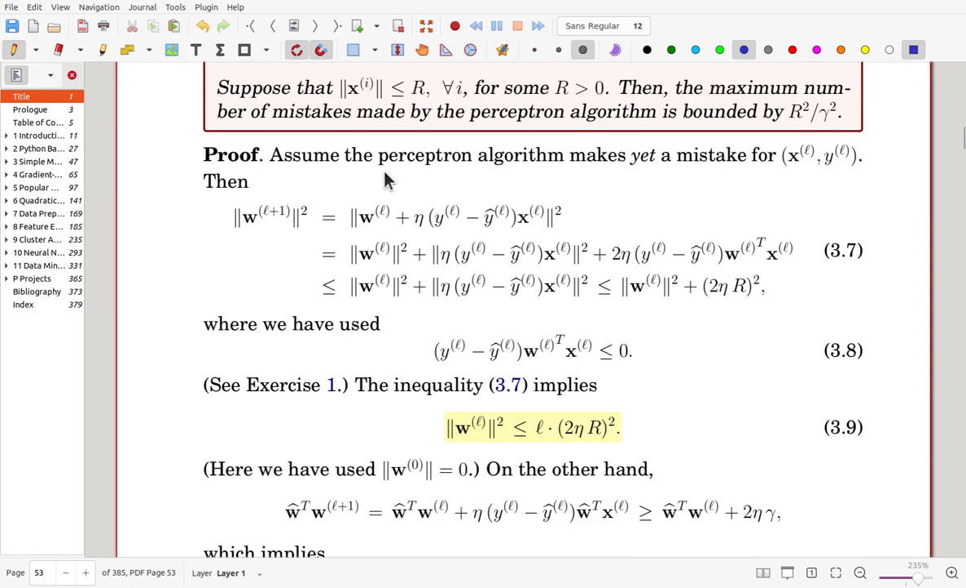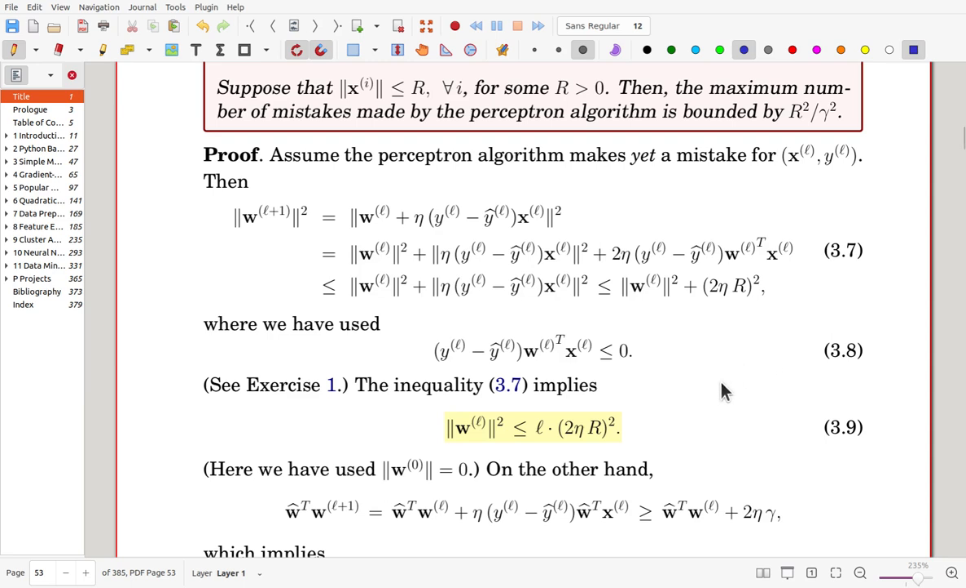Now assume that the Perceptron algorithm makes a mistake on the L-th data point. Then once it is updated along with that one, the updated weight vector will be W_{L+1}, which is the same as this one by this update rule. And now the norm squared of the vector is basically this whole thing dot product with itself. So you can write it this way: the norm squared of that one plus twice that dot product.